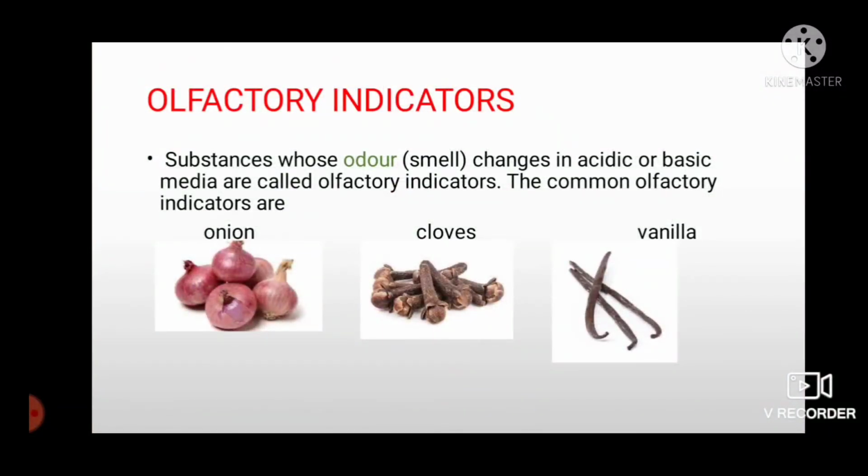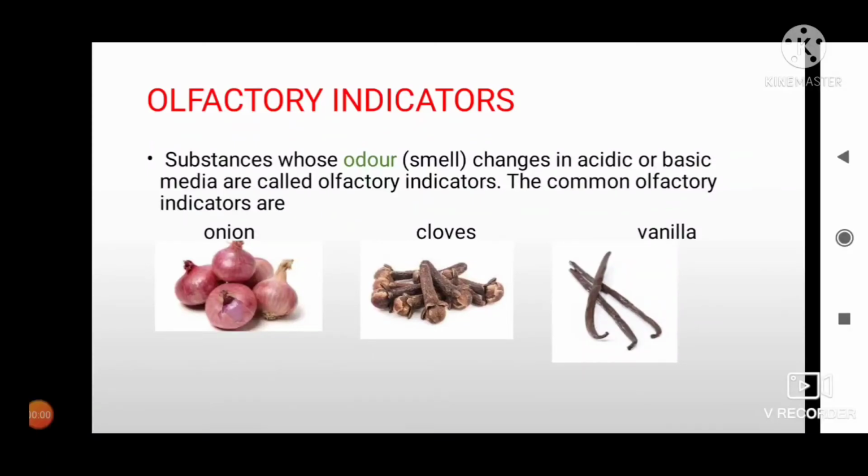Another indicator is the olfactory indicator. Substances whose odor, that means smell, changes in acidic or basic media are called olfactory indicators. The common olfactory indicators are onion, clove, vanilla. How is onion used as indicator? Onion has a characteristic smell.